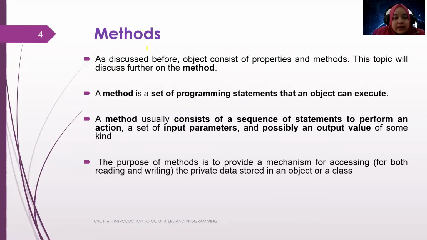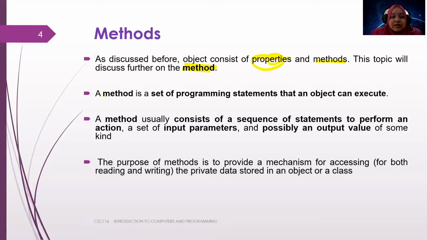Okay guys, as you can see here, this is the explanation or the definition of the method. As discussed before in topic 4, an object consists of properties and methods. Please remember this: an object is defined by two things, which are properties and the method. I told you about properties in topic 4. So in this topic we will focus more on the methods, the definition of the method. What does it mean about the method?